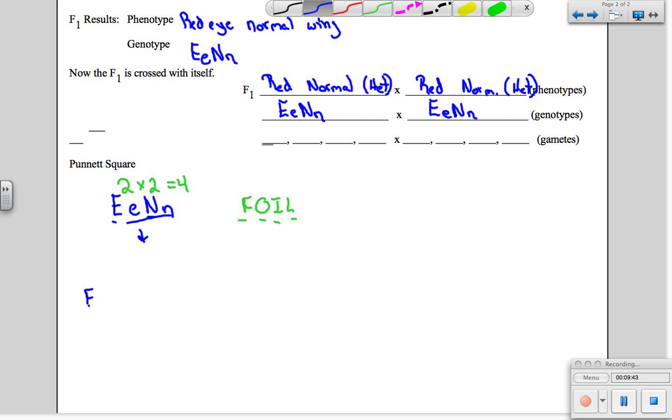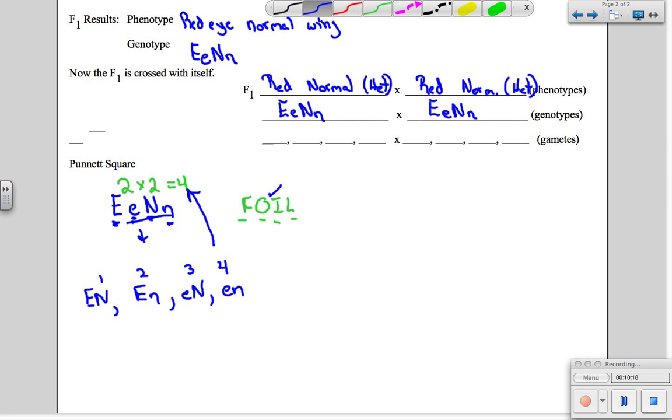There's one possible gamete. Now I'm going to do the outside terms, capital E and lowercase n. Now the inside terms, little e, big N. And now the last terms in each allele pair, little e, little n. Count them up. 1, 2, 3, 4. This checks with what I did up here. There are my 4 gametes.